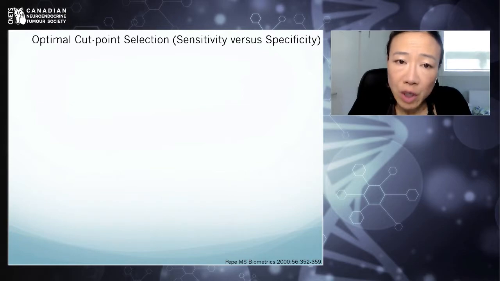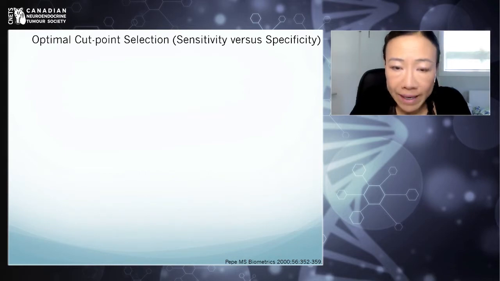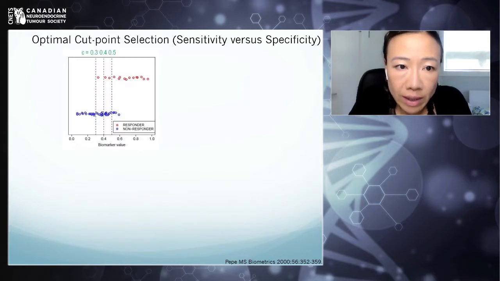So let's go back and talk about sensitivity and specificity. How we choose the optimal cut point for a specific biomarker is through a very complicated mathematical model. I want to apologize for the jargon that we'll be using here, but I will try to make it brief and help you understand. In this diagram, the red dots mean true positive tests or responders. The blue dots mean true negative tests or non-responders.